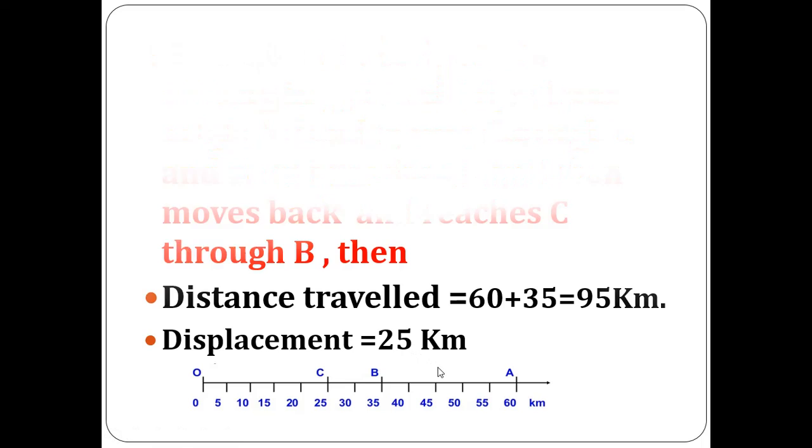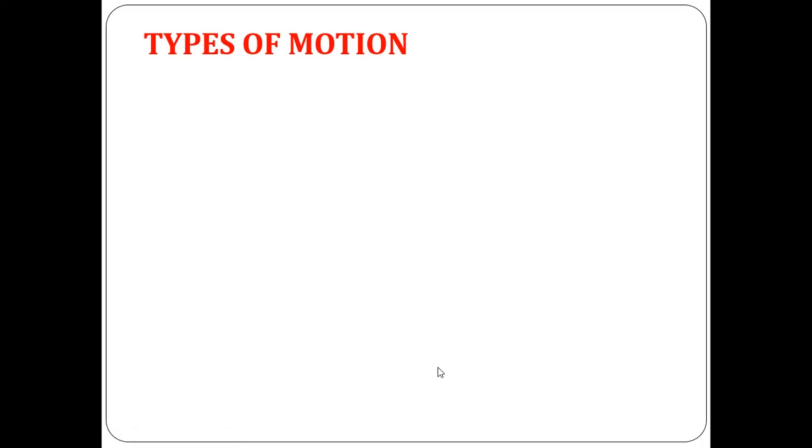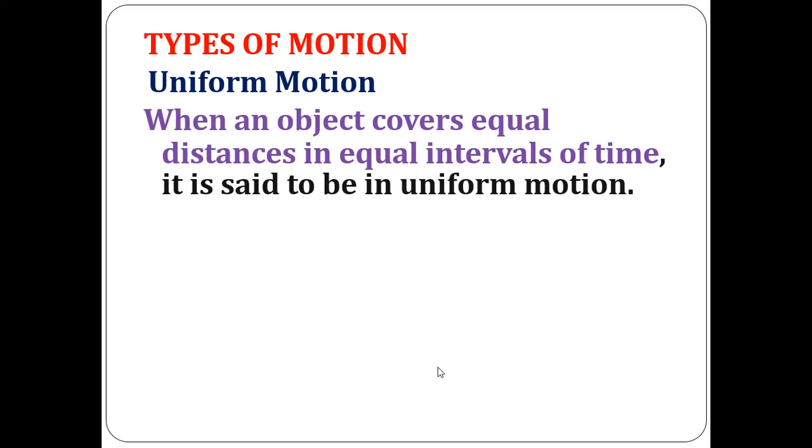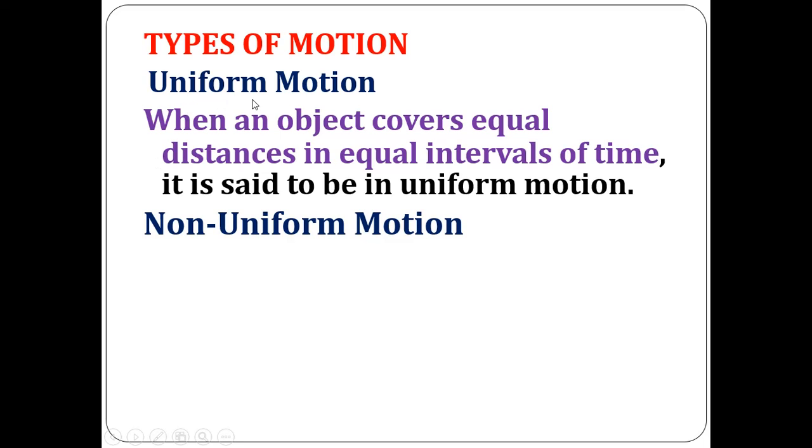Understood, children? Now, types of motion. There are two types of motion: uniform motion and non-uniform motion. First let us see what is meant by uniform motion. When an object covers equal distance in equal intervals of time, it is said to be in uniform motion.